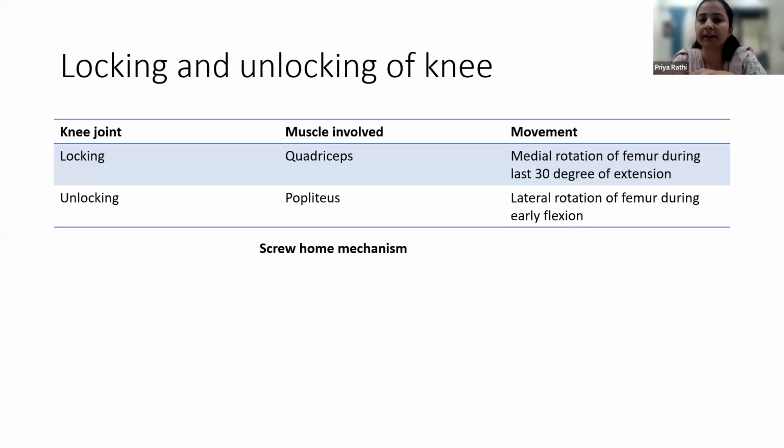This action is being carried out by the quadriceps tendon. There is a very small muscle known as popliteus. This popliteus helps in unlocking of the knee. So whenever we have to flex our knee from extended position, the knee has to first unlock. And this unlocking action is being carried out by popliteus. So what does popliteus do? This popliteus will cause the lateral rotation of the femur during early flexion. So whenever this popliteus is in spasm, the patient can have locking-like symptoms. So the patient won't be able to flex the knee from extended position. And this mechanism is known as screw home mechanism.